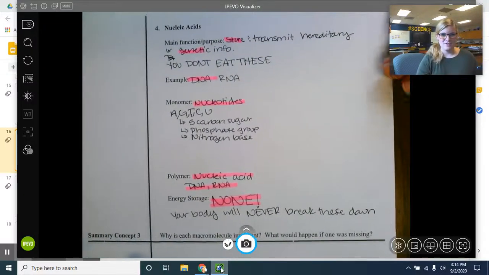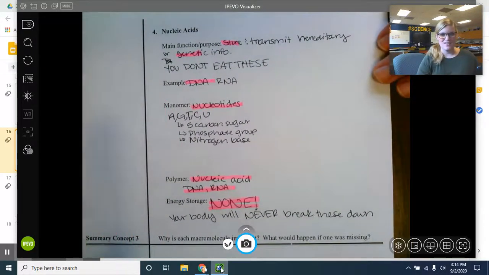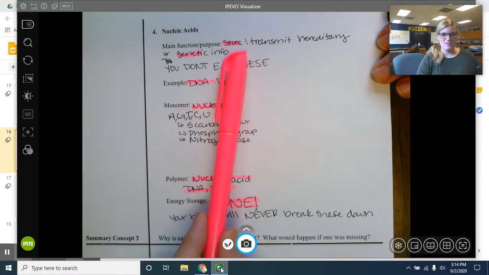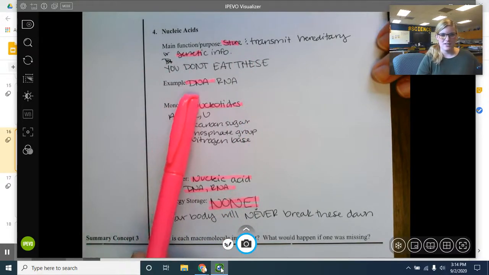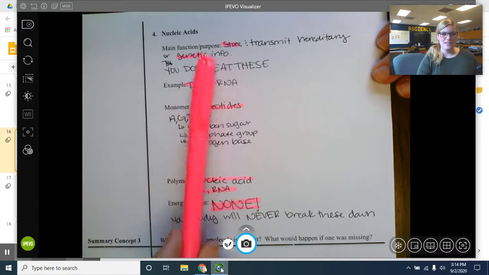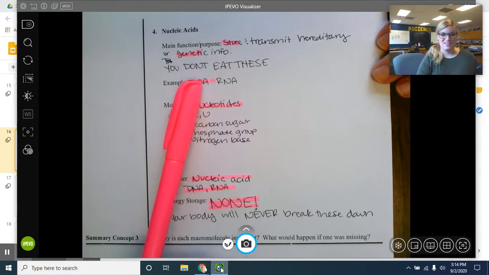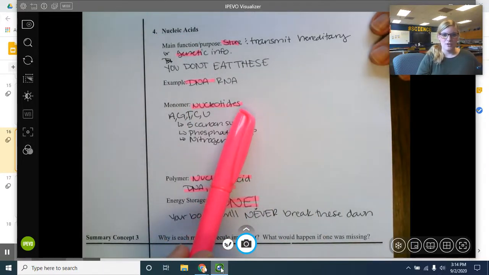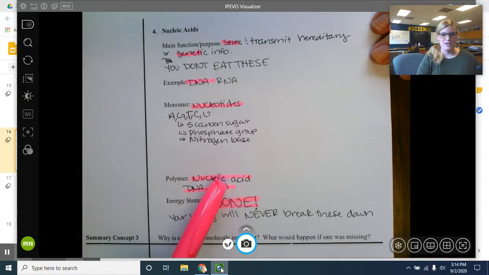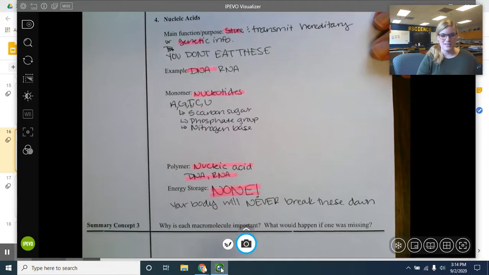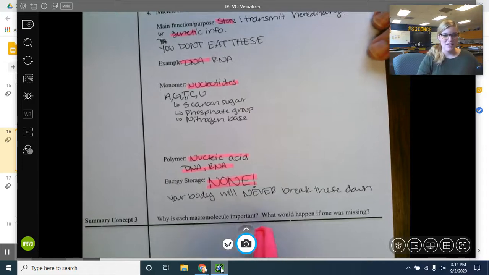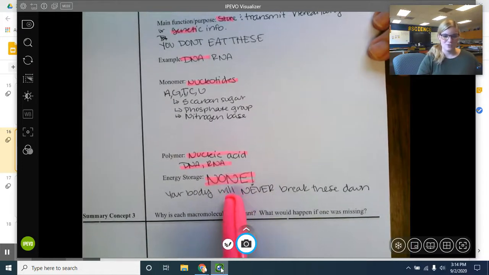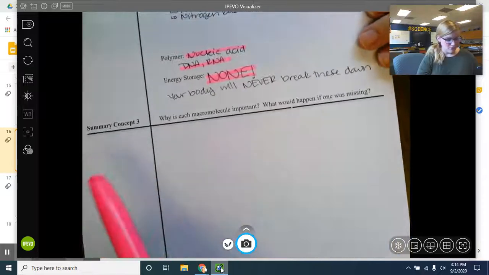All right, so this page was pretty easy. The main function and purpose, store genetic information, is enough for me to remember what's going on, and I wrote down my examples because nucleic acid seems like a really complicated way to say DNA. Because remember, DNA actually stands for deoxyribonucleic acid. Your monomer, or your single building block of DNA, is called a nucleotide, and then your polymer is your many nucleotides put together into a nucleic acid, and it never, ever stores this for energy.